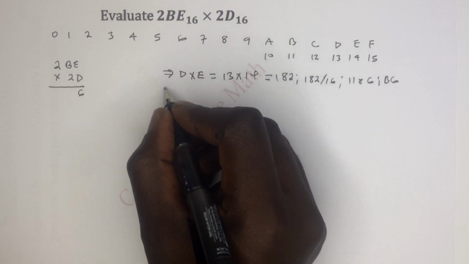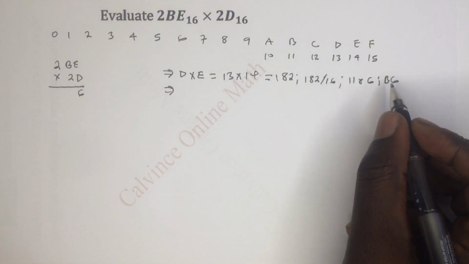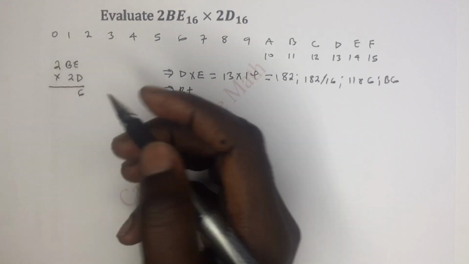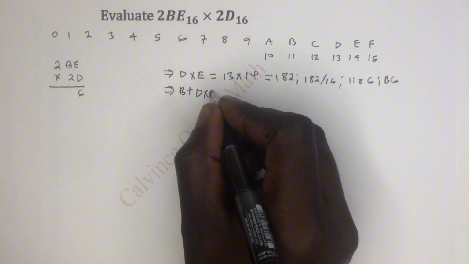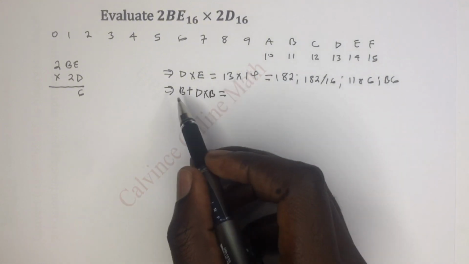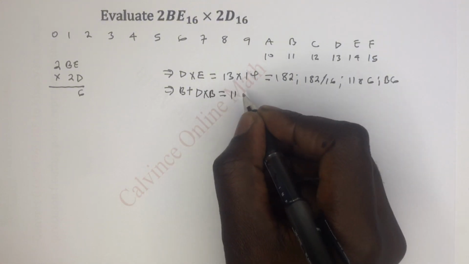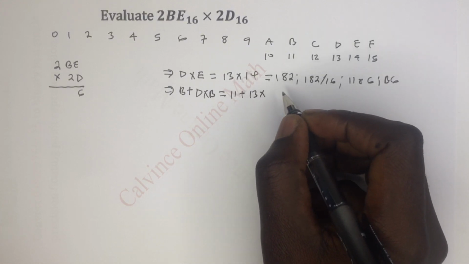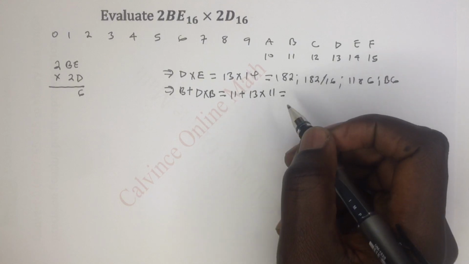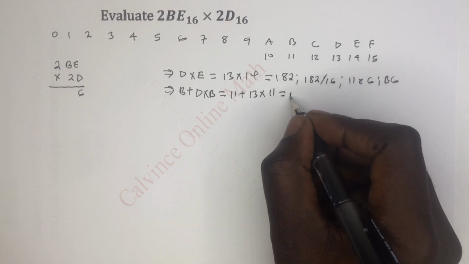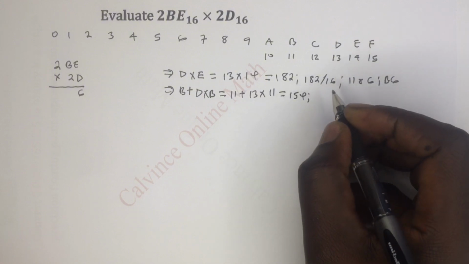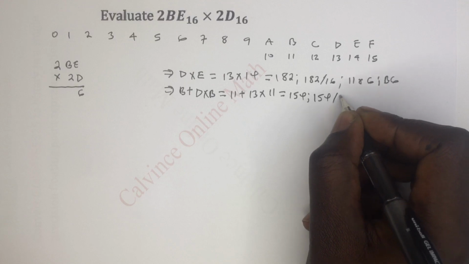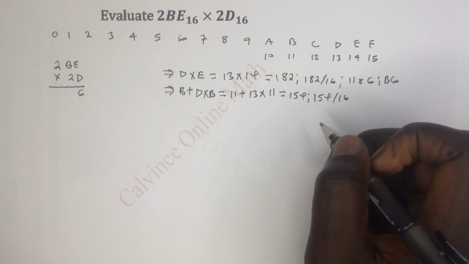In the next step, you take the carry, which was B, plus the next multiplication, that is D times B. B is 11, so it's 11 plus D, which is 13, times B, which is 11. When you work that out, you get 154, which is a decimal number, and we have to convert it to hexadecimal by dividing by 16.